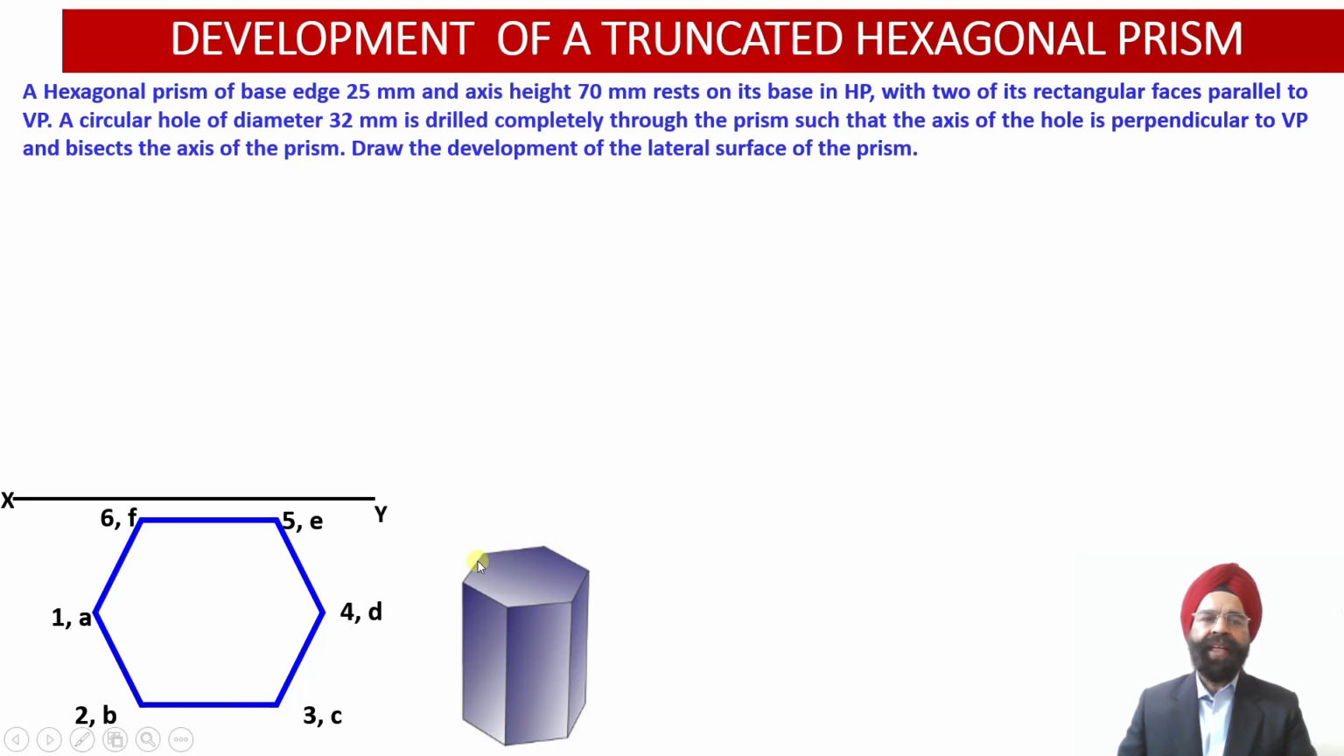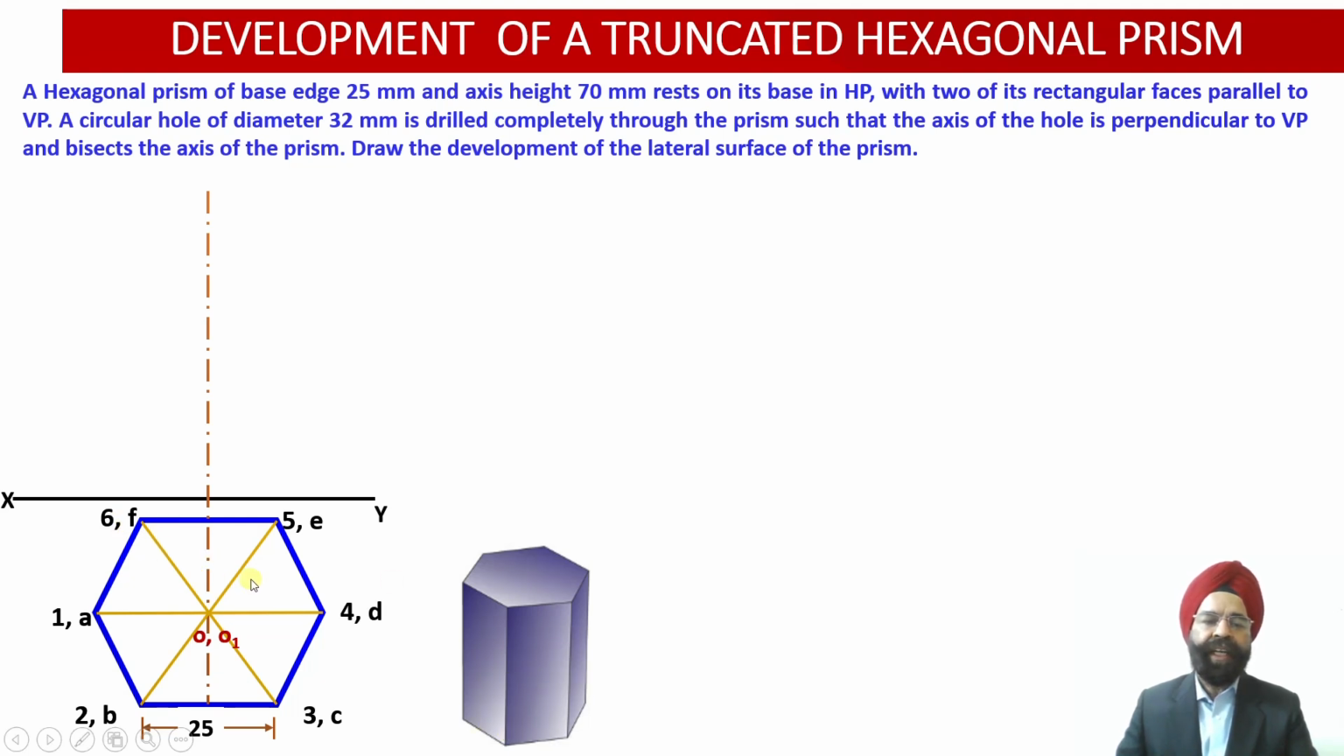Now we need to locate the axis of this hexagonal prism. In order to obtain the axis, we need to join the diagonals AD, BE and CF. Wherever these three diagonals intersect with each other, we obtain the axis points O and O1 corresponding to this hexagonal prism. Here point O represents the axis point corresponding to the top face of the hexagonal prism, while point O1 is the axis point corresponding to the base.